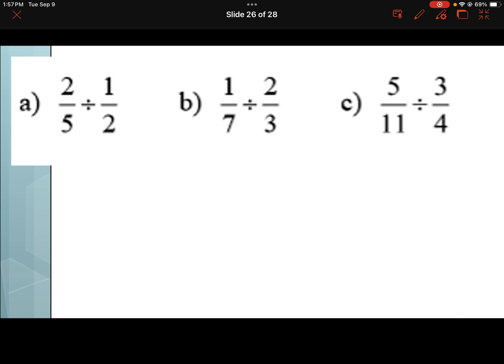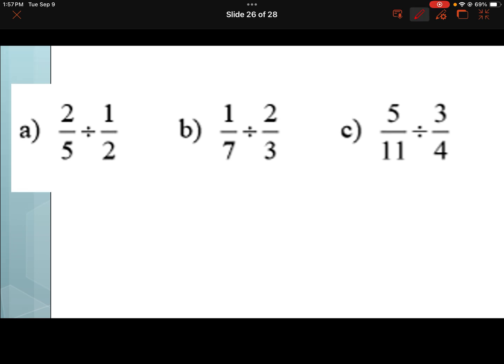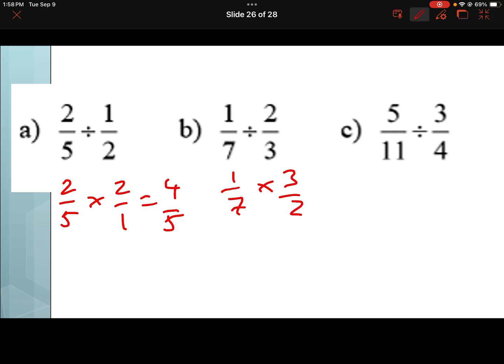Okay. Here we go. So 2 over 5 divided by 1 over 2. So 2 over 5 times 2 over 1. Multiply them, you get 4 over 5. Easy. 1 over 7 times 3 over 2. So remember, it's just keep, change, flip. 1 times 3 is 3. 7 times 2 is 14. Done.